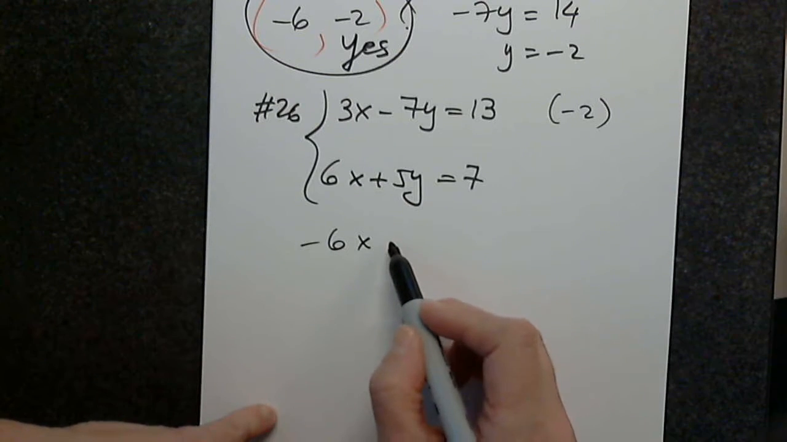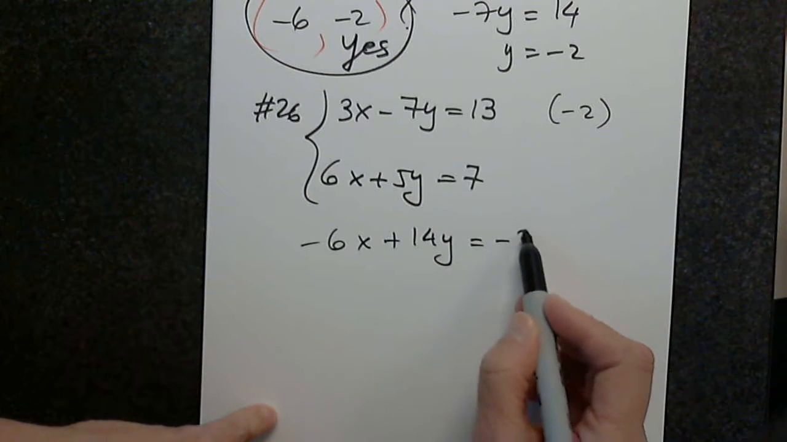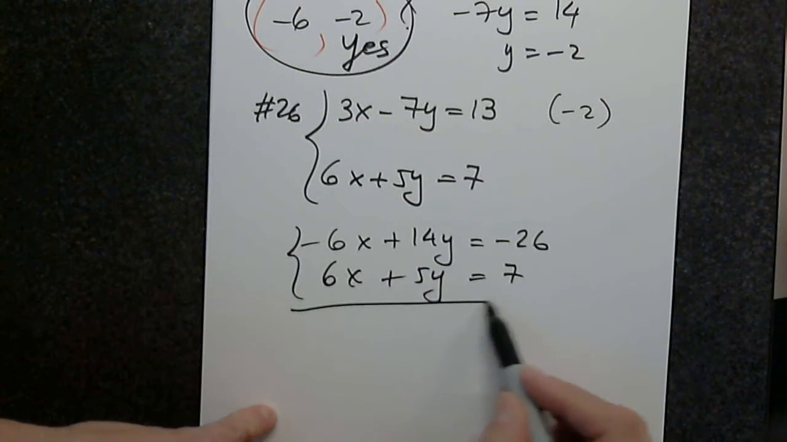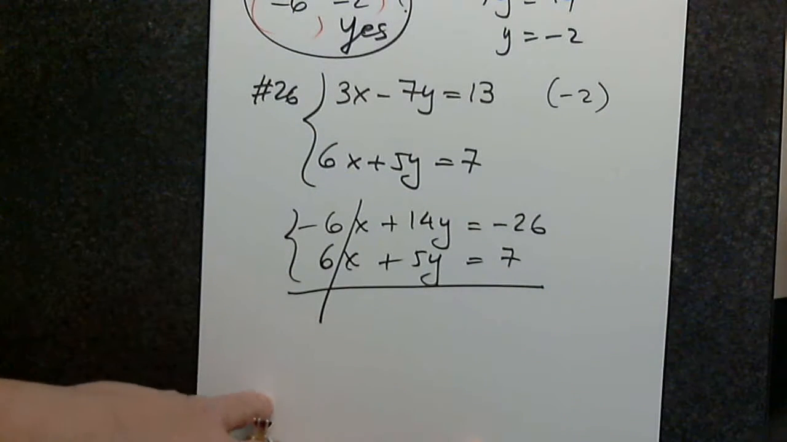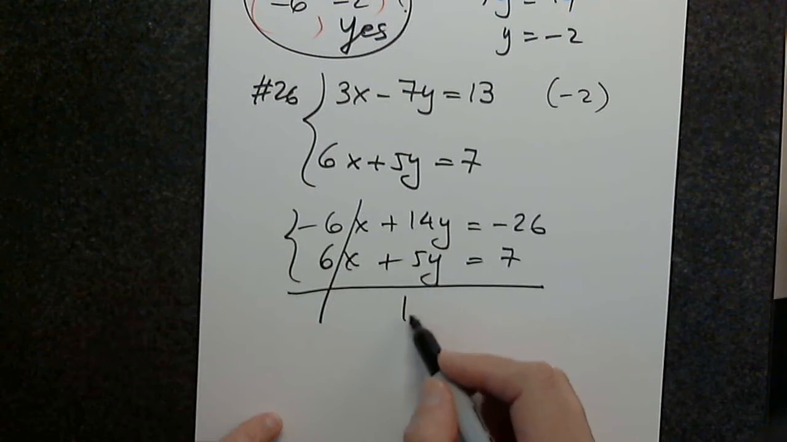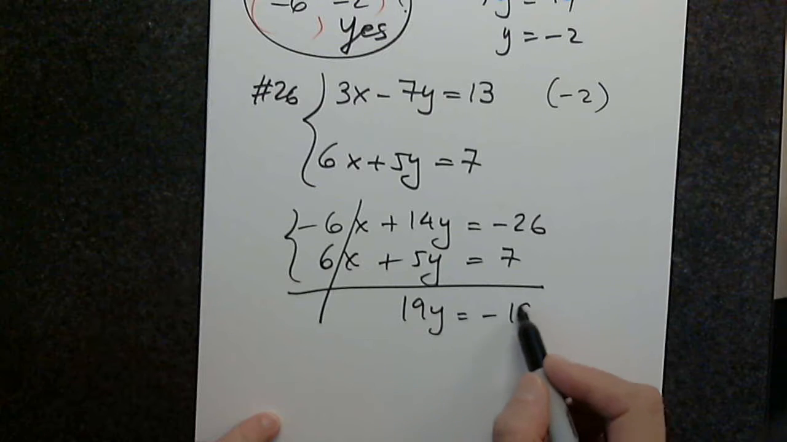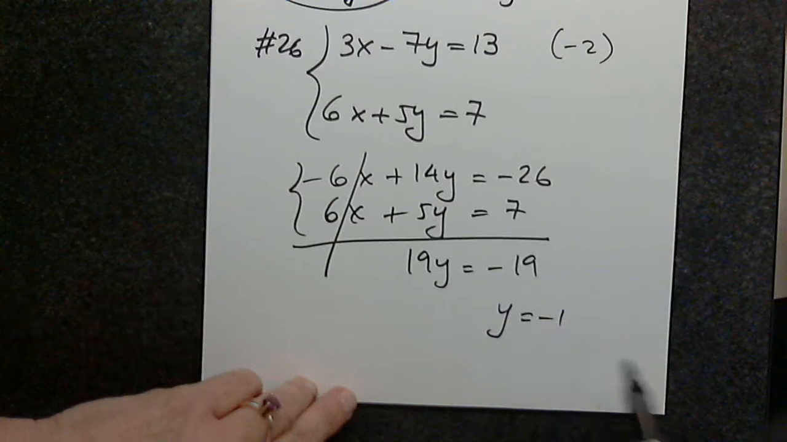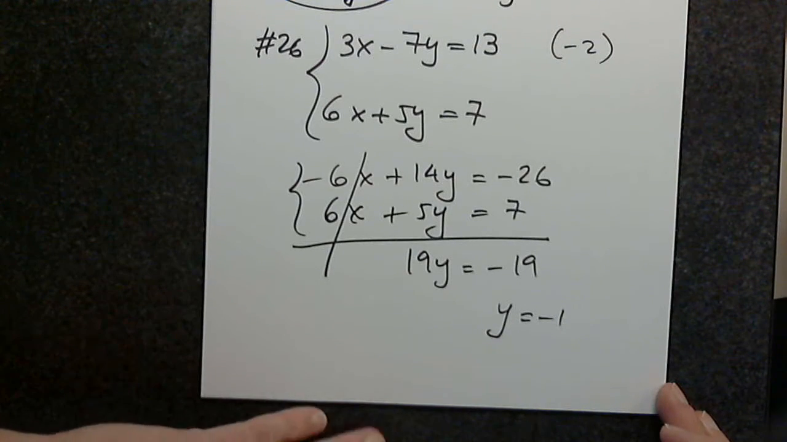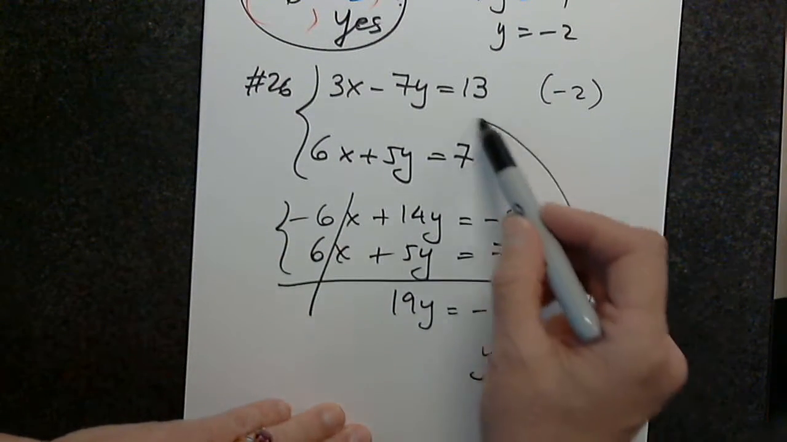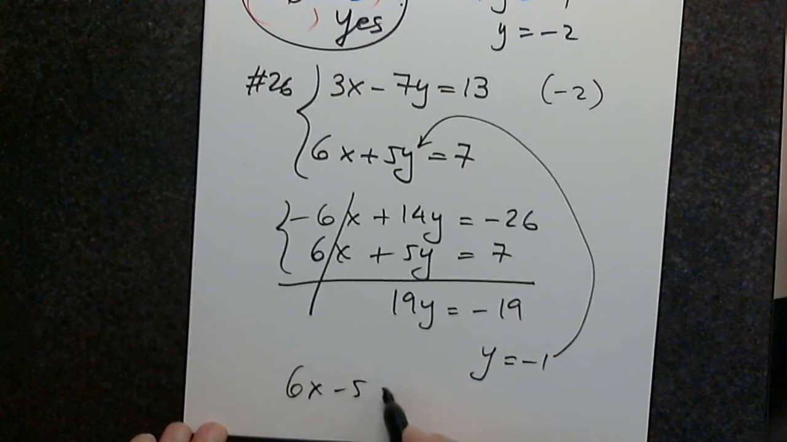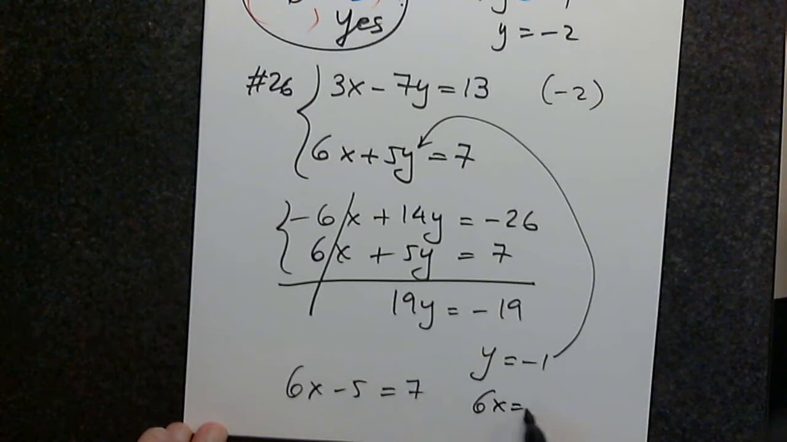So -6x plus 14y equals -26, and 6x plus 5y equals 7. And the plan worked. X is gone. So this is 19y equals negative 19. That's really nice. So then y equals negative 1. Is this good? Very good, but not enough. I have to go back to either one. So 6x minus 5 equals 7, or 6x equals 12, and x equals 2.